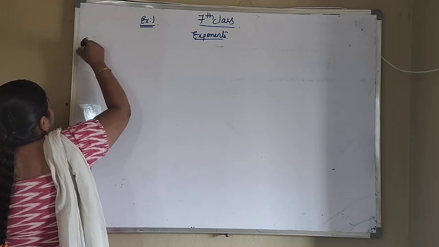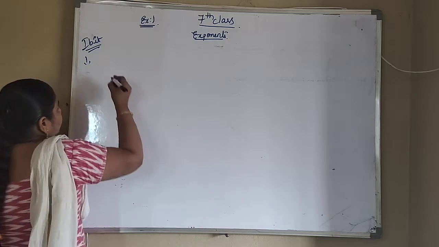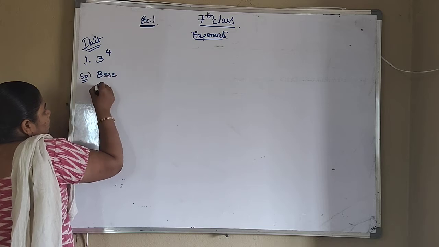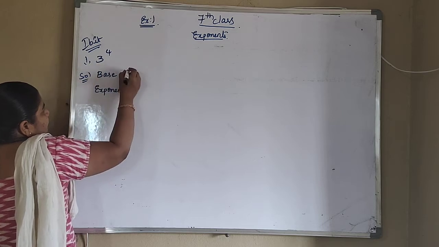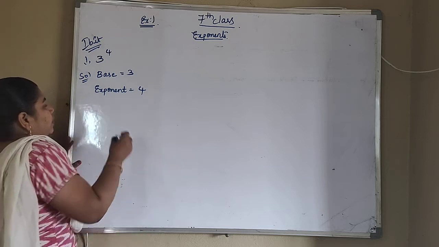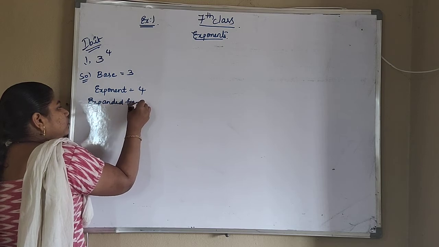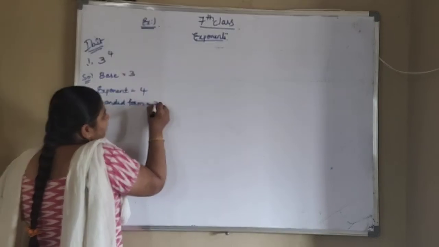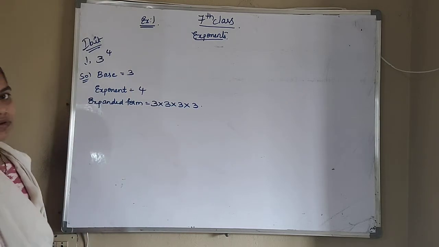So first one. What is that? First one is 3 power 4. So in this 3 power 4, what is the base value and what is the exponent value we have to write. What is base here? Base is 3 and exponent is 4. Exponent is nothing but power 4. And what is the expanded form here? This 3, how many times we have to multiply? 4 times we have to multiply. That is 3 into 3 into 3 into 3. So this is the expanded form for the first one.